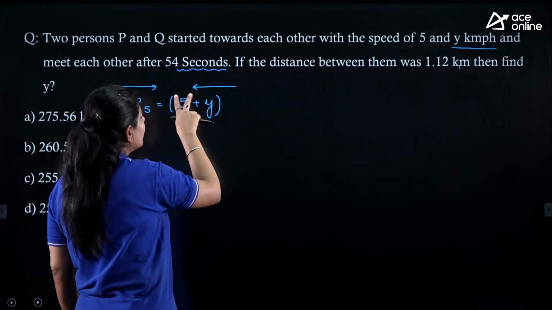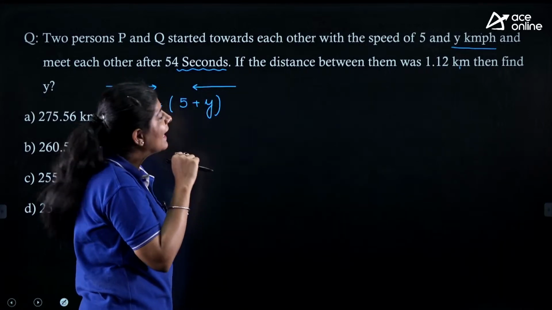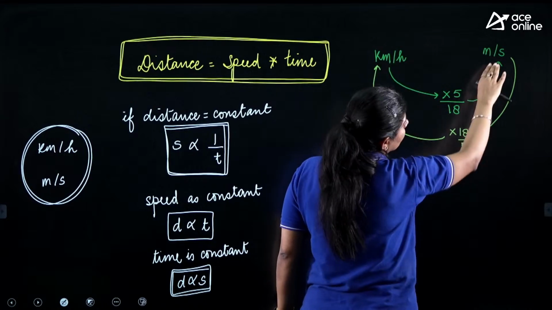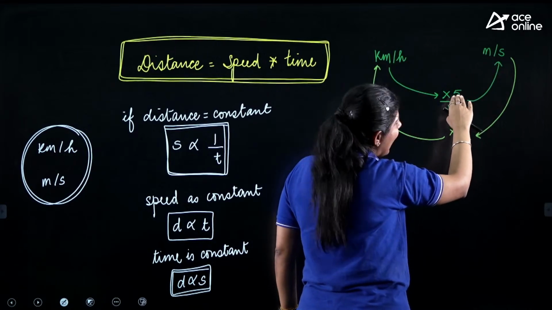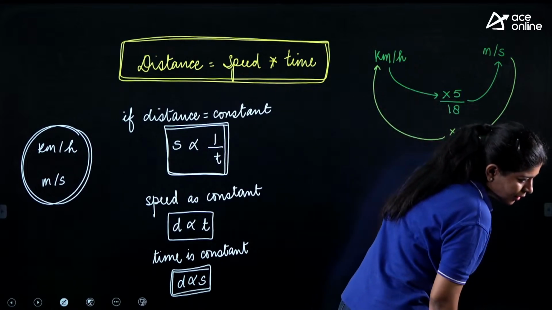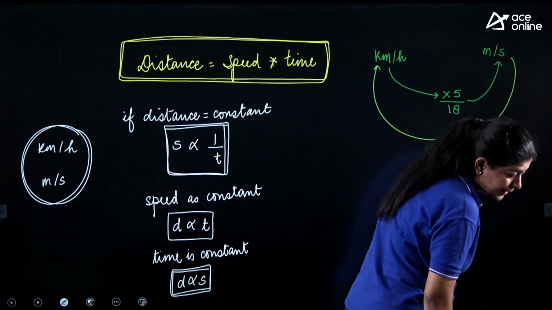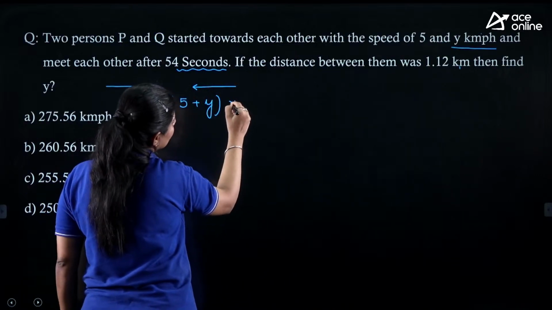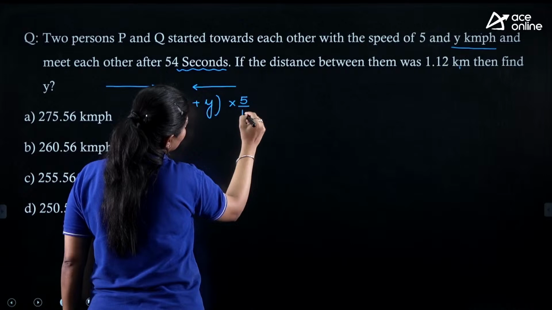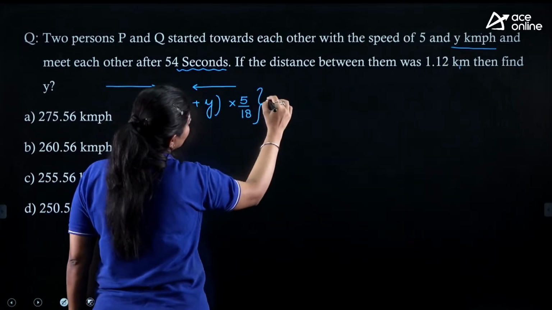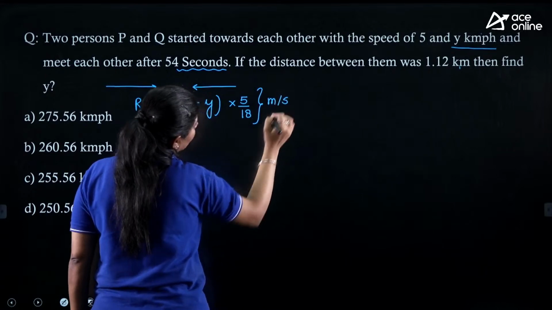So if I want to convert my kilometers per hour, as we already discussed, into meters per second, then what do I have to do? I have to multiply it by 5 by 18, right? Very good, Simhardi. Okay, so I just need to multiply it by 5 by 18, and whatever speed I get over here is in meters per second, right?